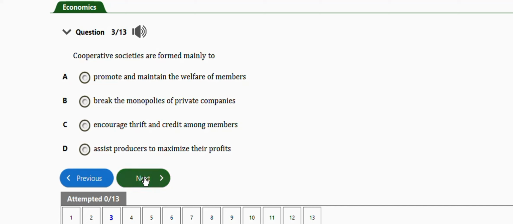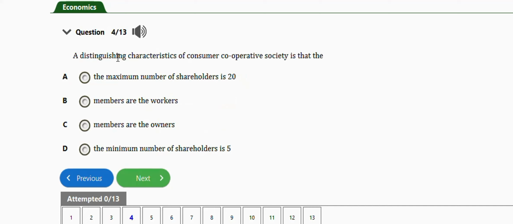Next repeated question will be this one. It says a distinguishing characteristics of consumer cooperative society is that the maximum number of shareholders is 20. Members are the workers, members are the owners. The minimum number of shareholders is 5. So the right answer is option C, which is members are the owners. Take note of this, guys, very, very important.